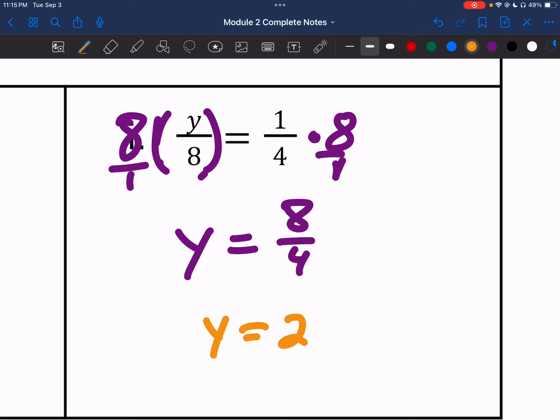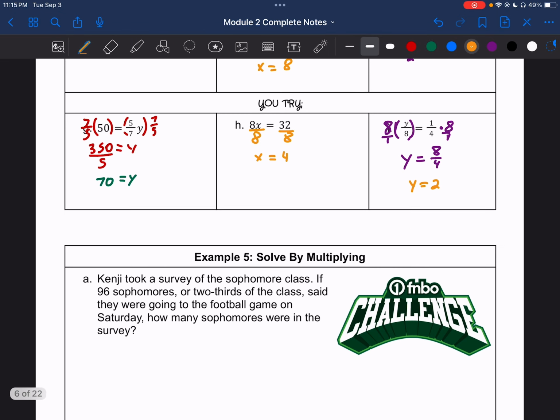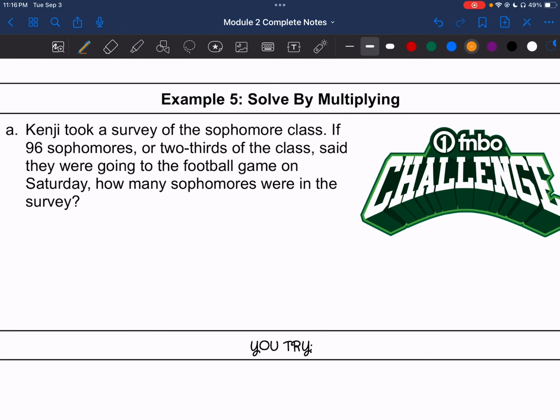All right. Well, now we've got to solve a word problem by multiplying. So we've got Kenji, and he is going to take a survey of the sophomore class. If 96 sophomores, or 2/3 of the class, said they were going to go to the football game on Saturday, how many sophomores were in the survey? So we need to know, we're trying to figure out how many sophomores. So x is going to be equal to sophomores. All right, so that's our number of sophomores.